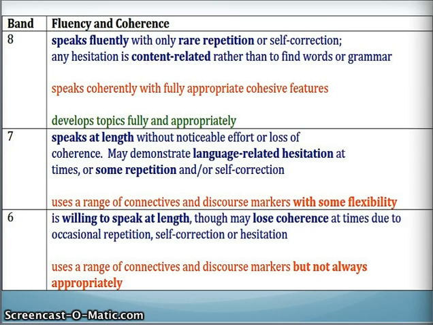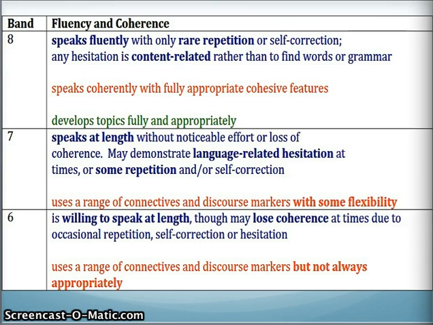For band 7, you still use the same type of linking words in order to connect your ideas logically, but you do it with some flexibility. So band 7 candidates use linking words less confidently than band 8 candidates. For band 6, candidates still use the same linking words, but not always appropriately. So sometimes you use them incorrectly. For example, you may confuse "however" and "furthermore."